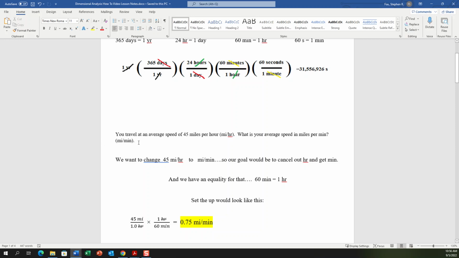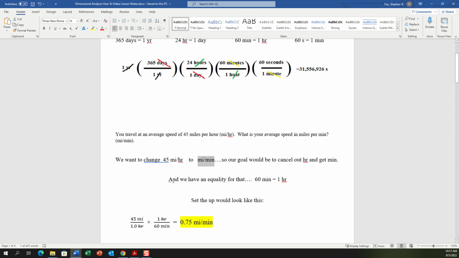Okay. So it's just unit conversion. I want to take the same speed, 45 miles per hour, and I want to know what that speed is in miles per minute. So I'm not going to change the value of the measurement, just the unit. Okay. So we're converting this to this unit. Our goal is we want to cancel out hours and get minutes. But notice where hours and minutes are in the units we want. They're in the denominator. Okay.